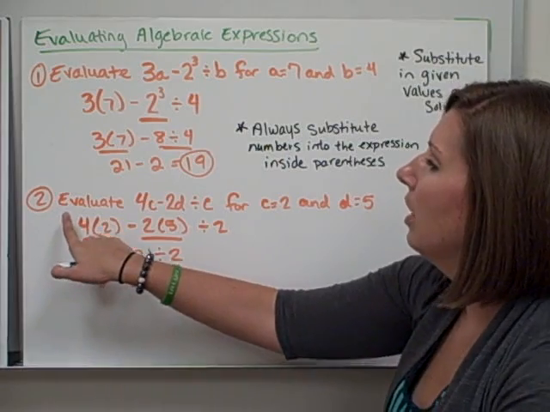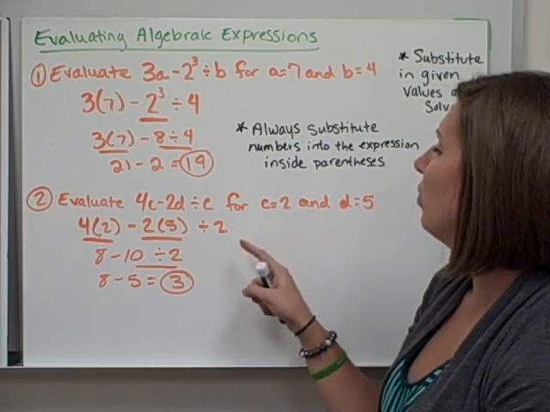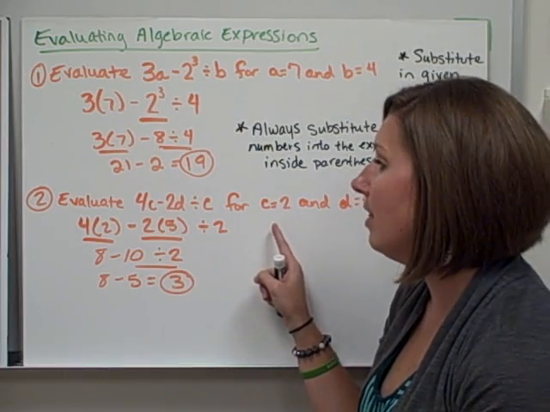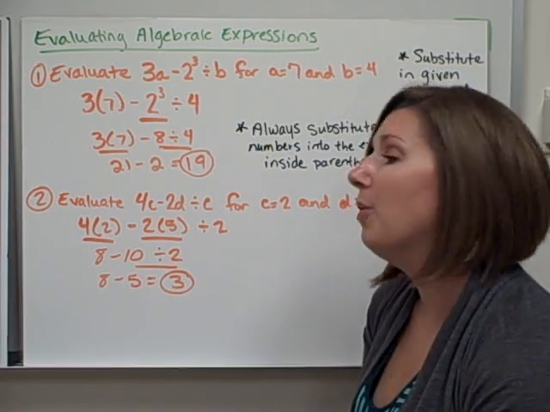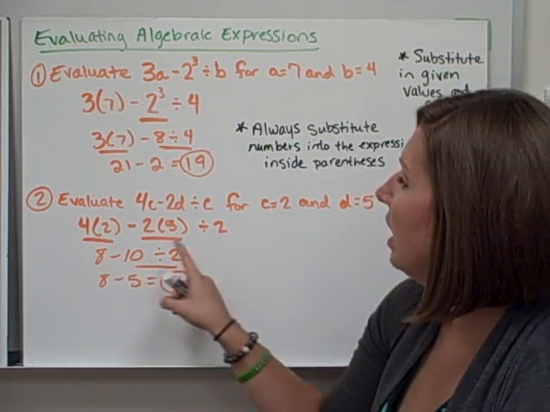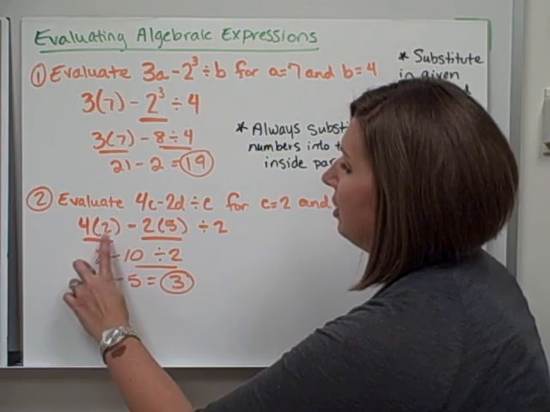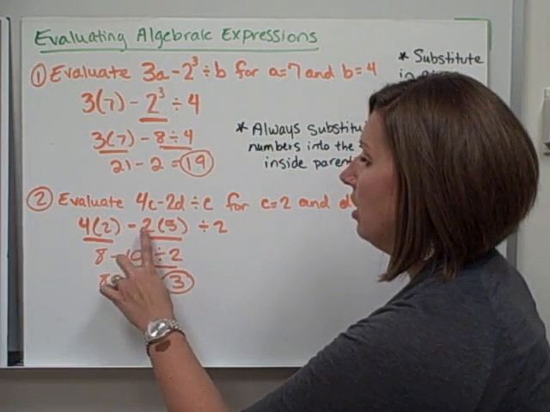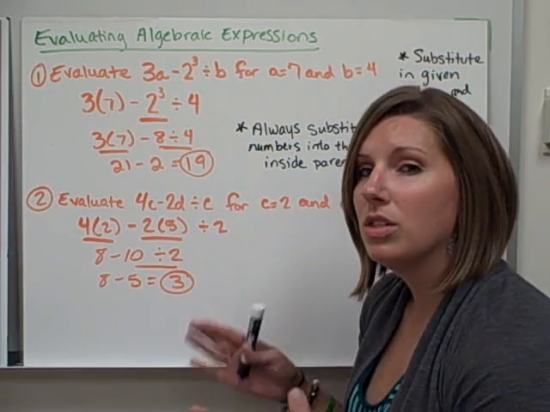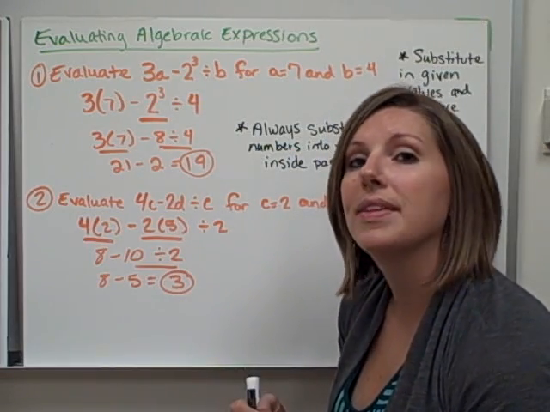And then number 2, evaluate 4c take away 2d divided by c for when c equals 2 and d equals 5. So anywhere I see a c, the letter c, I'm going to replace it with a 2. Anywhere I see the letter d, I'm going to replace it with a 5. Once I've done that, I can now evaluate using my order of operations. I've got a multiplication scenario, a subtraction, another multiplication scenario, and a division. What I want to do to shorten my steps is to go ahead and take care of these 2 multiplication scenarios at the same time.